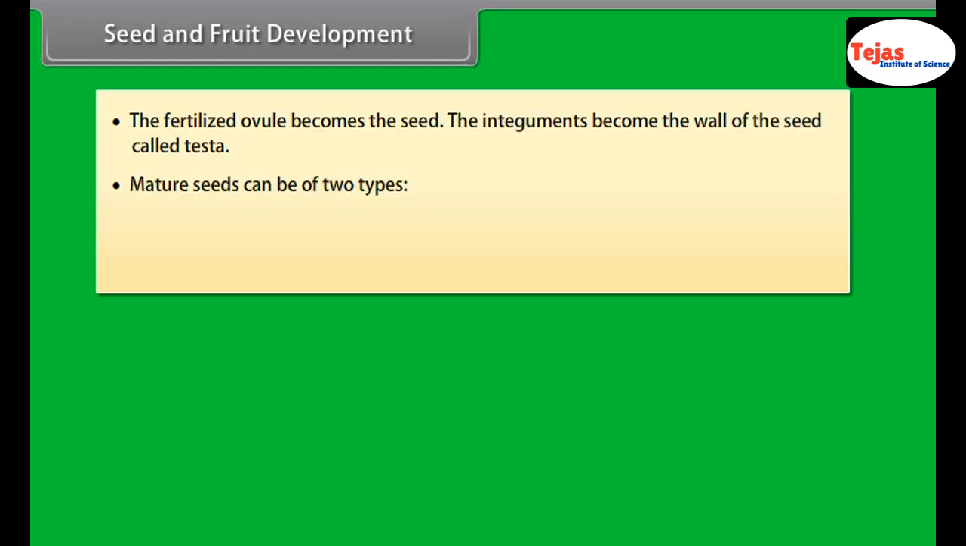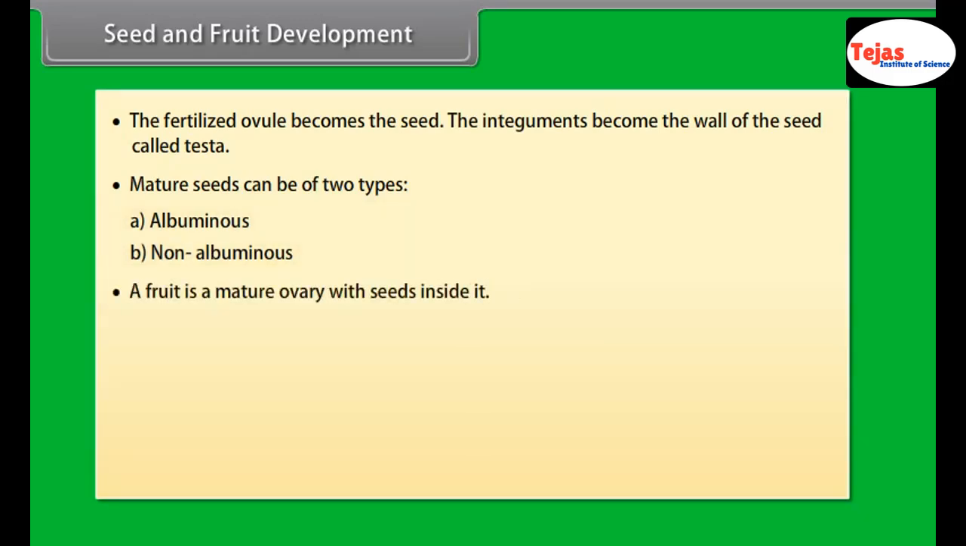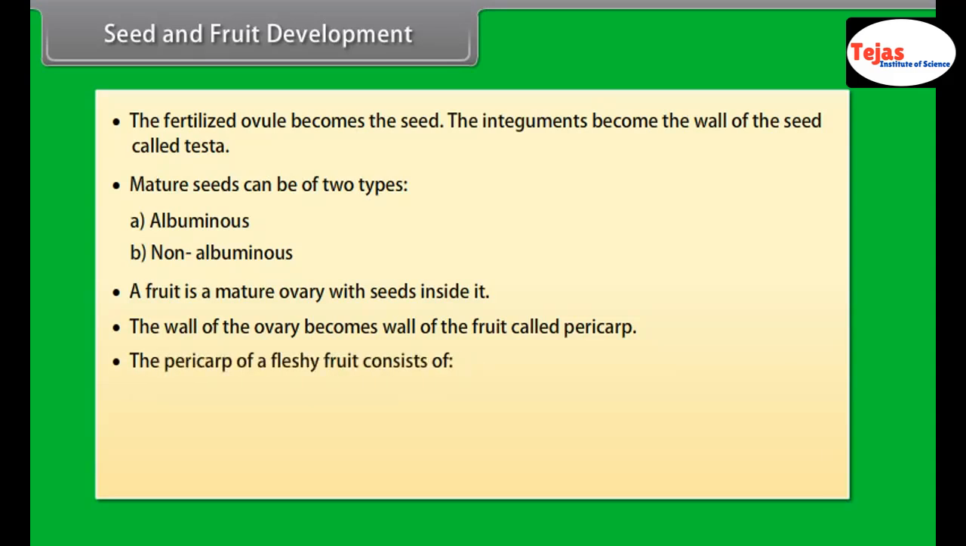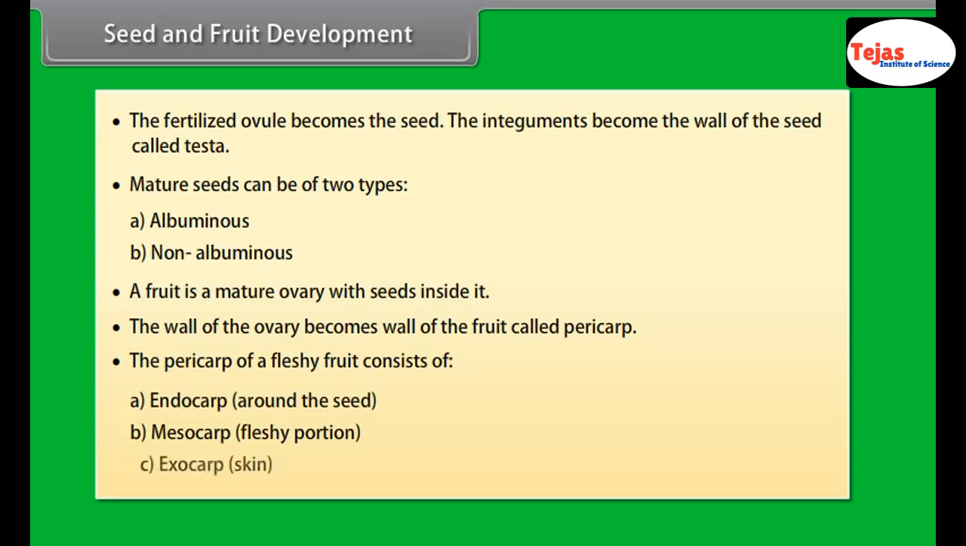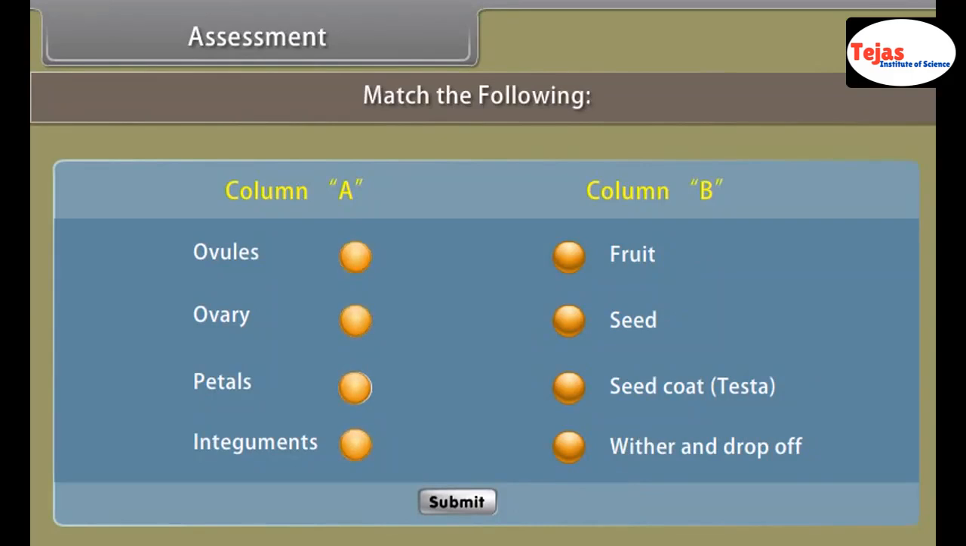Seed and fruit development. The fertilized ovule becomes the seed. The integuments become the wall of the seed, called testa. Mature seeds can be of 2 types: A. Albuminous, B. Non-albuminous. A fruit is a mature ovary with seeds inside it. The wall of the ovary becomes the wall of the fruit, called pericarp. The pericarp of a fleshy fruit consists of A. Endocarp, around the seed, B. Mesocarp, the fleshy portion, C. Exocarp, the skin.